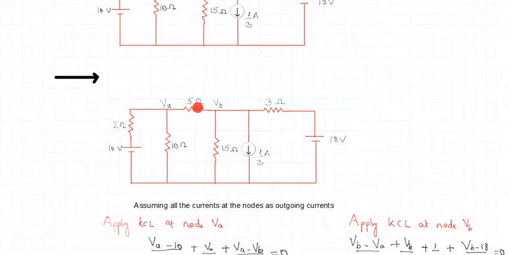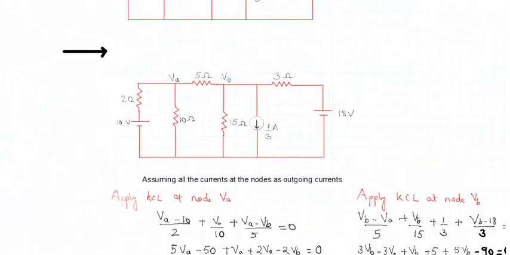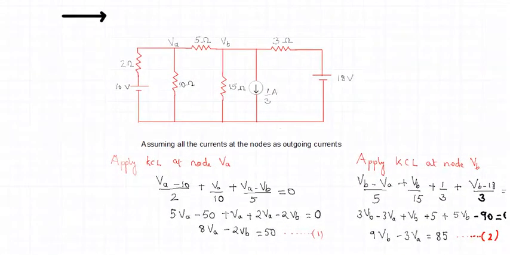Now what does KCL say? KCL says the algebraic sum of all these currents. So what should I do to all these currents? I should add all these currents. So how is my equation? As we just discussed, what was the first term? VA minus 10 by 2. So you could see here the first term is VA minus 10 by 2.